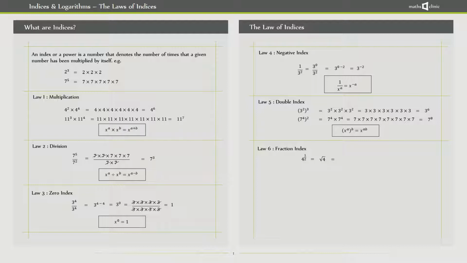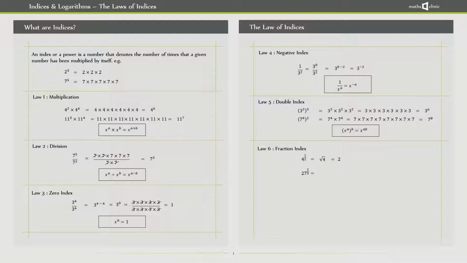All right, so you have 4 raised to the power of 1 over 2 simply means the square root of 4, which will give you 2. And similarly, we have 27 to the power of 1 over 3. What do you think this would give you? It will give you the third root, or the cube root of 27. This is 3. You could have 32 to the power of 1 over 5, and it will give you the fifth root of 32, which is 2.